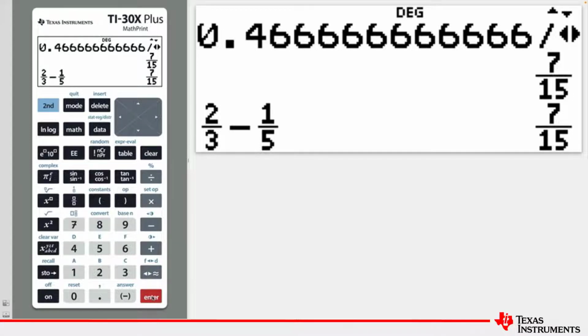If there are mixed numbers in a calculation, using MathPrint mode, enter the mixed number using the second key and then the 7 key, as this example shows.